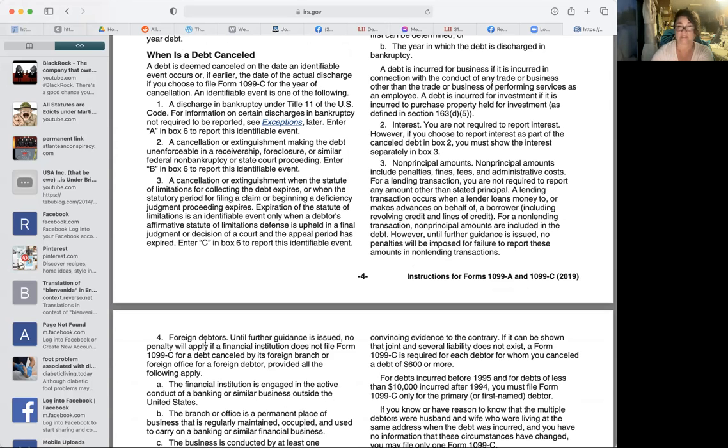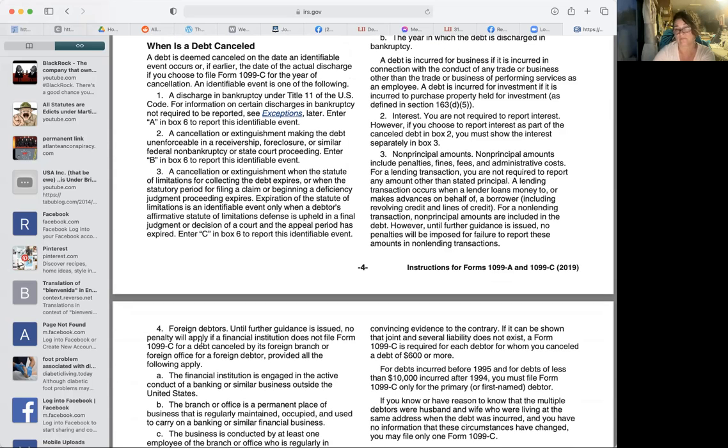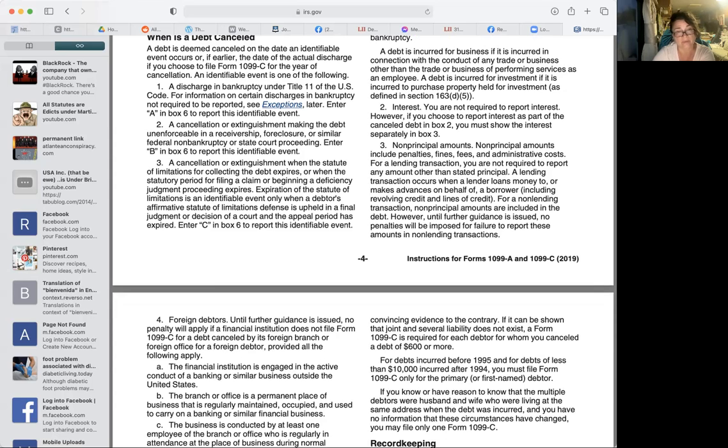Foreign debtors. Hey, now this one sounds pretty good. Well, who's that? Who is a foreign debtor? Would that be the banks? Until further guidance is issued, no penalty will apply if a financial institution does not file Form 1099-C. They're not. For a debt canceled by its foreign branch or foreign office for a foreign debtor, provided all the following apply.